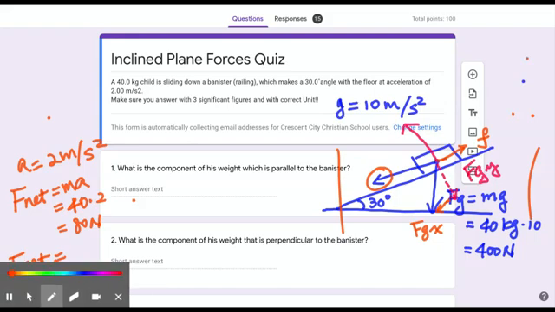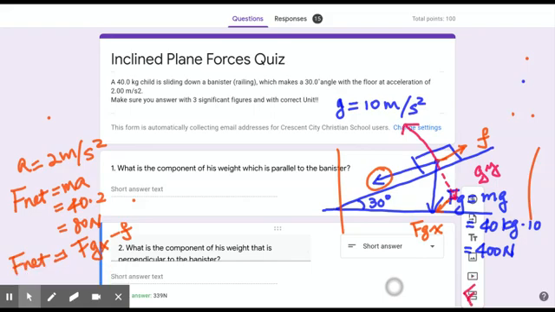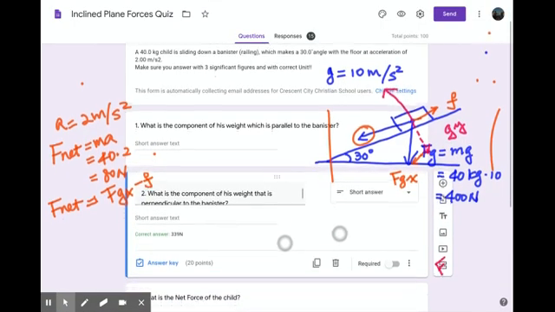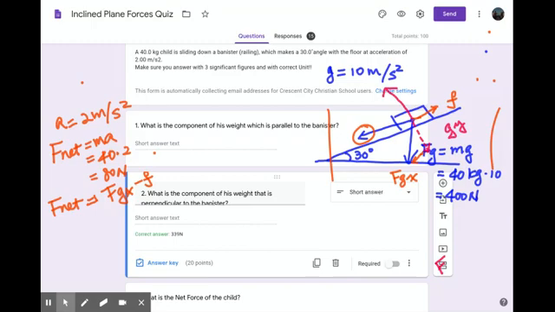So our F net is FGX minus friction. And then since our up and down forces are the same, your normal force is equal to your FGY. Okay?